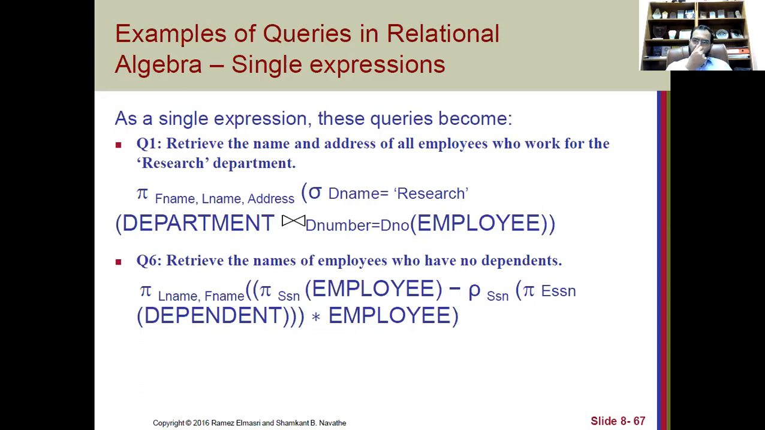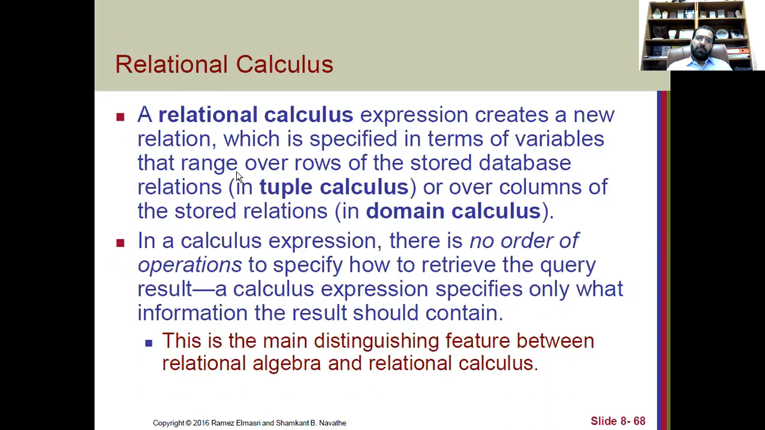If you want to have a single expression of Q1, it will be in this manner: pi f name, l name, address, bracket sigma d name is equal to research, and then again the bracket, department join d number dot dno is equal to employee. That same expression can also be represented in the form of a tree.